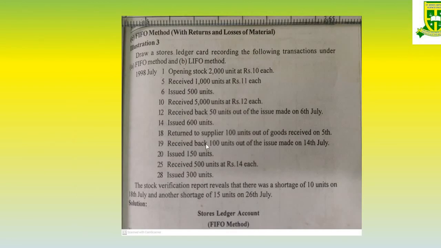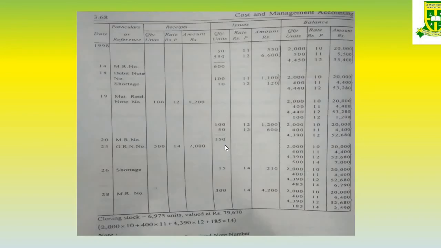On 19th, what is happening? Received back 100 units out of the issue on 14th July. On 14th July, I issued 600 units. From that, I am getting back 100. So I make it a receipt. 100. What is the rate of it? 12. So 100 into 12, which is 1200. So now add it. Already there are 3 stocks available. Now one more stock is added, 100, 12, 1200.